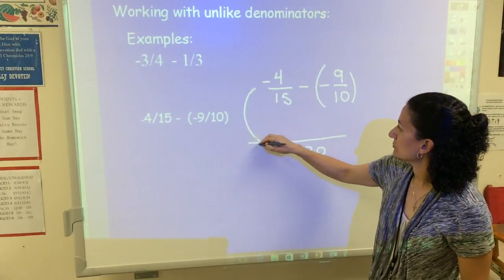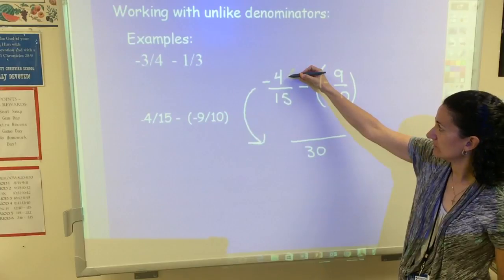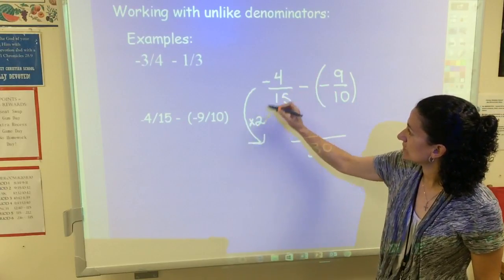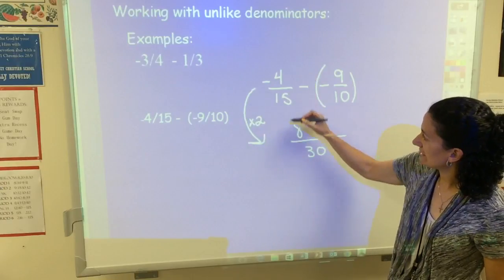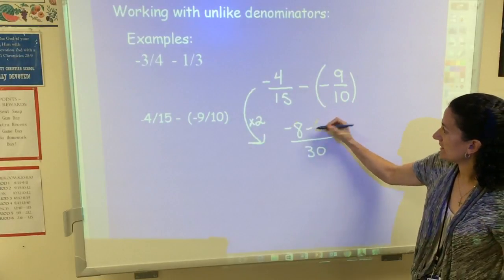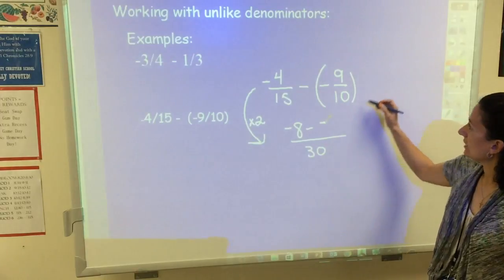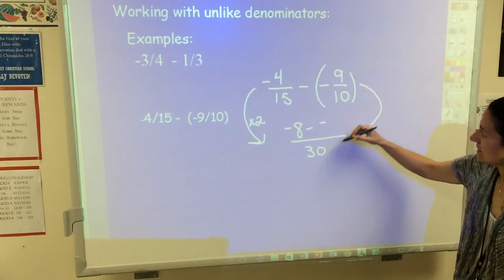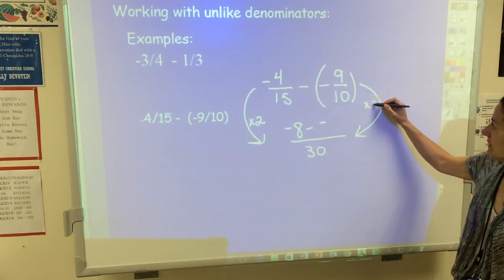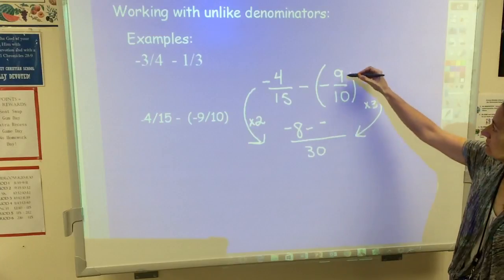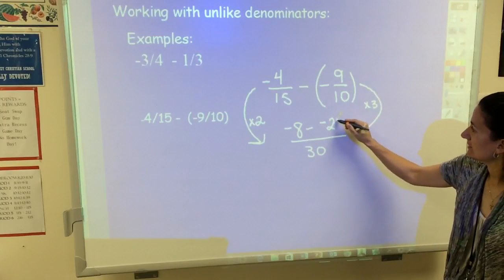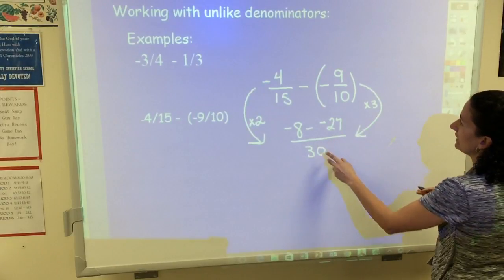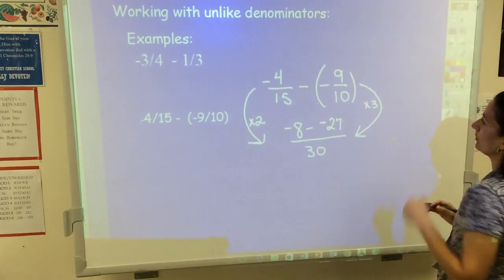Okay, so now I'm going to try to write an equivalent numerator. So 15 times 2 is 30. So I'm going to do 4 times 2, which is 8, and that's a negative. Bring down that minus sign and that negative over here. Okay, same thing over here. I'm going to change the tenths into 30ths by multiplying by 3, because 10 times 3 is 30, so 9 times 3 is 27. Okay, so I rewrote this with a common denominator of 30, and I increased my numerators proportionally.